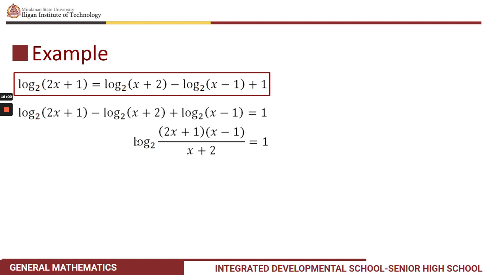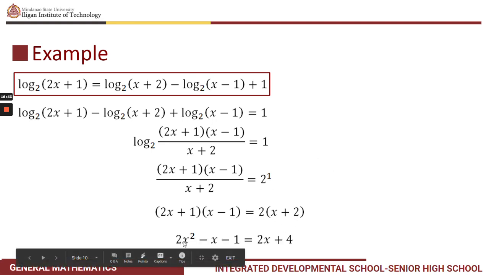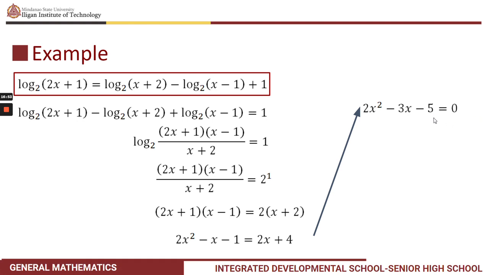Okay? So we only have one logarithmic term left. So we can now transform this one into exponential equation. So si 2 will be the base now, and then 1 is exponent. Then copy lang to. So we have this equation. So again, in solving rational equation, we need to eliminate the fraction. By multiplying the LCD, which is x plus 2, we will get this equation. If you distribute, you have 2x squared minus x minus 1 equal to 2x plus 4. Combine like terms, you'll get 2x squared minus 3x minus 5 equal to 0.